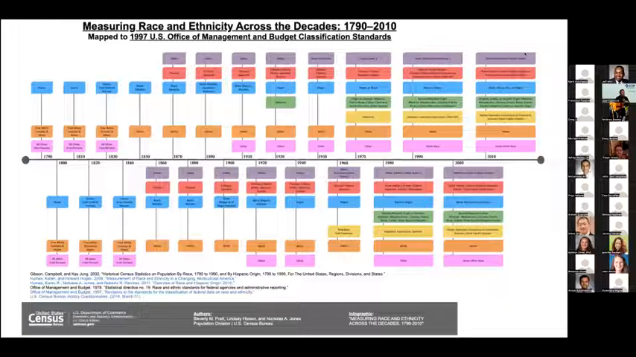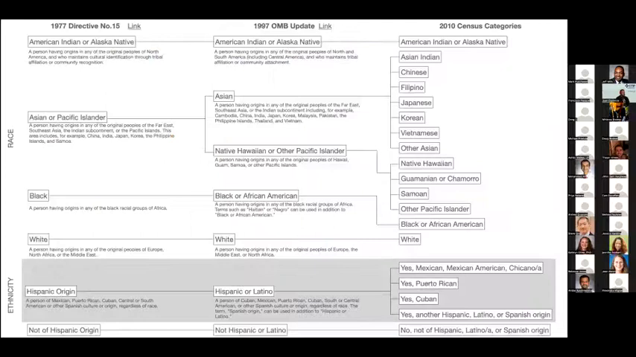The census has allowed for other and write-ins for a very long time, and it's also had a number of discussions about introducing new classifications, new demographic categories over time. And I think that we can expect some additional changes for the 2030 census.